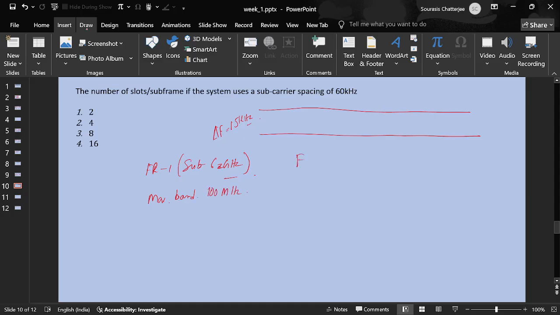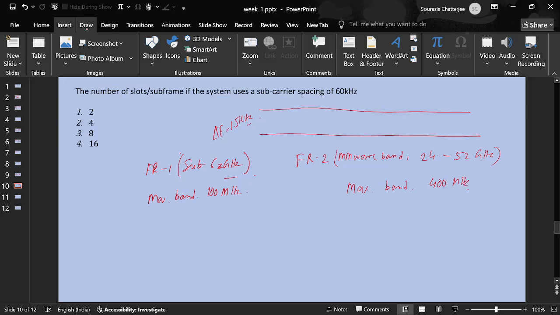And the second one is FR2. It is also referred to as the millimeter wave band, and here it's between 24 point something to 52 point something gigahertz, where you are allowed a maximum bandwidth of 400 megahertz.